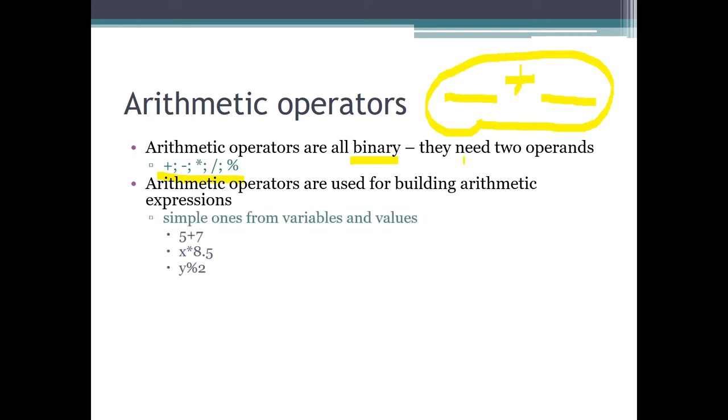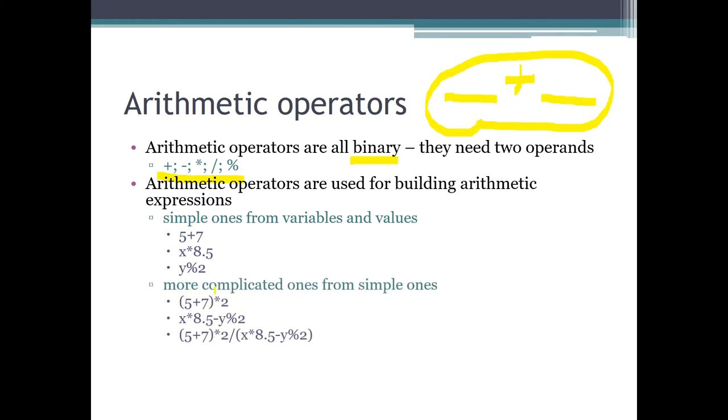And arithmetic expressions can be simple ones, which we build from variables and values. So we just use variables or values as operands on both sides of the operator. But then we saw that we can also build more complicated arithmetic expressions from simple ones. So for example, in this case, we have used an arithmetic expression 5 plus 7 as an operand in another arithmetic expression. And here we build an even more complicated one.